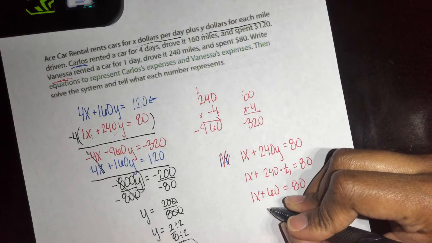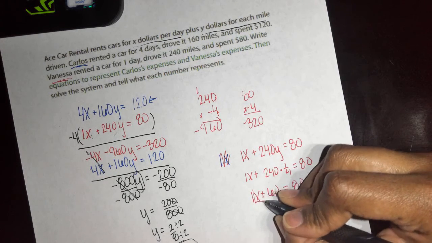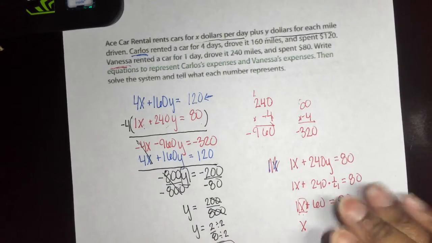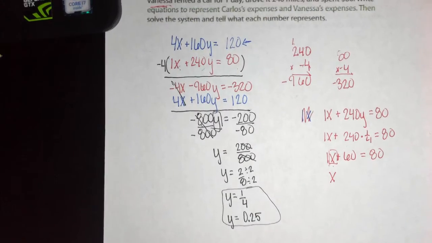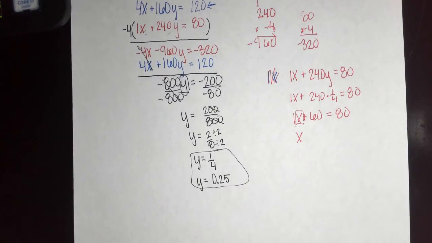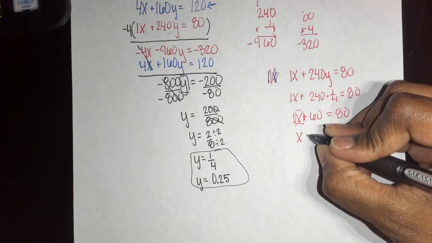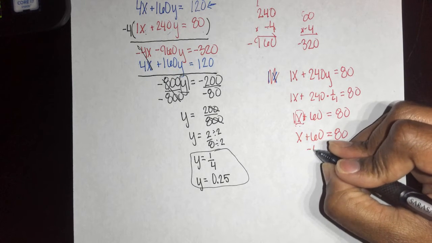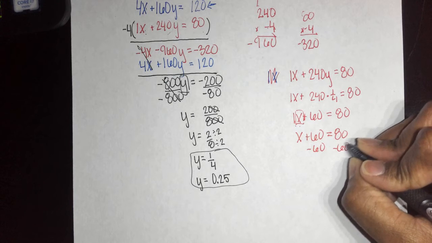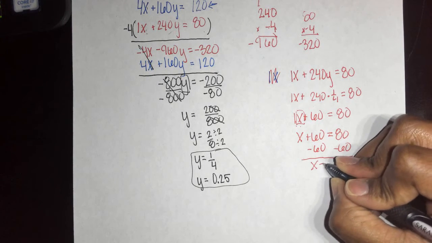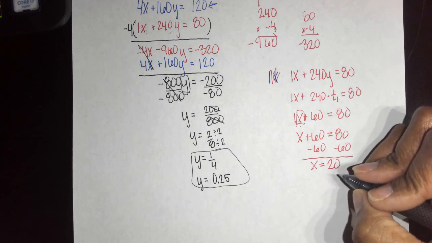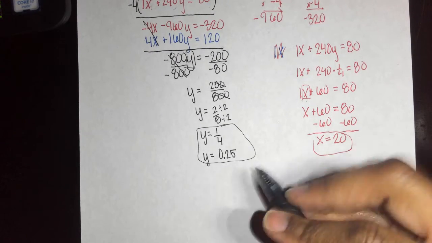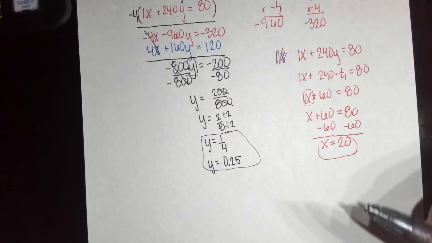And then I want to get my x by itself. I don't need to say 1x, I can just say x plus 60 equals 80. Subtract that 60 on both sides, and I'm left with x equals 20. So I had x was 20 and y was 0.25.